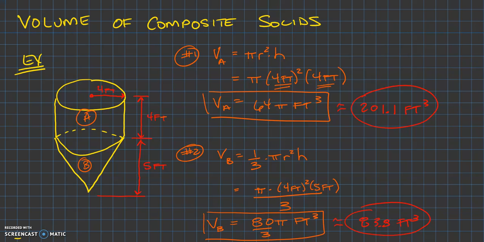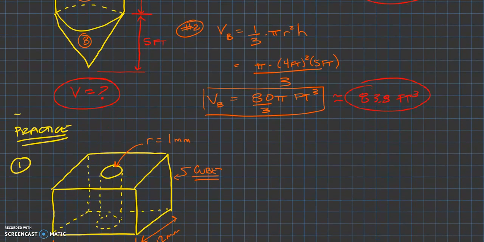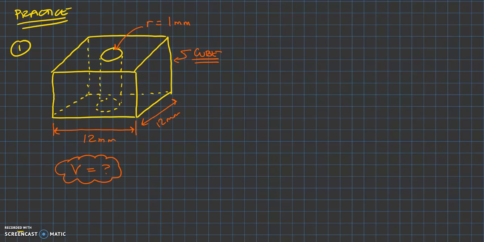So here we have two individual volumes, 201.1 for the cylinder, and the cone is 83.8 cubic feet. If we want a total volume, we're just going to say this is total. We are going to add 201.1 to 83.8 and get a total volume of this composite solid as 284.8 cubic feet. And that would be your final answer. So if we were to look at this example and say, what is the total volume, the composite volume, it is 284.8 cubic feet. All right, with that said, these are not necessarily that difficult. They just take a little time.